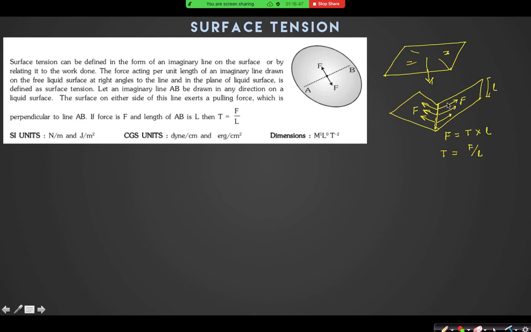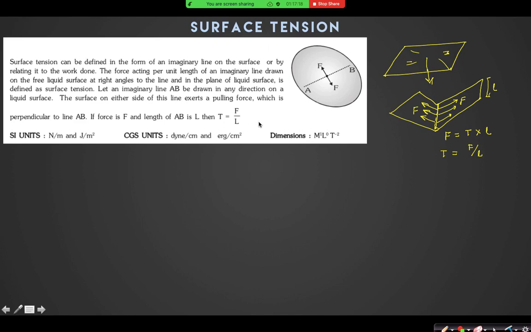It is very important to understand the direction of the force. The direction of force is always perpendicular to any imaginary line. Here I have taken this imaginary line, perpendicular to that imaginary line, and it is parallel to the liquid free surface, right? The surface tension is nothing but F by L, which is Newton per meter. But as I have told you, surface tension can also be explained in terms of energy, right?